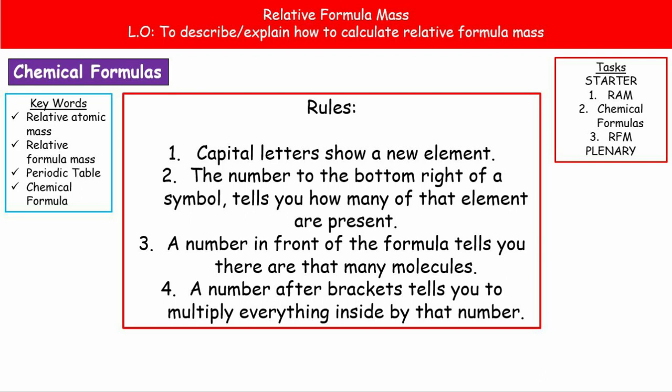And then finally, our fourth rule is a number after brackets tells you to multiply everything inside those brackets by that number. So if we had OH2 in brackets and then a little 3 outside it, then we'd have to multiply the OH2 by 3. So there's 3 OH2s is what it's telling us.